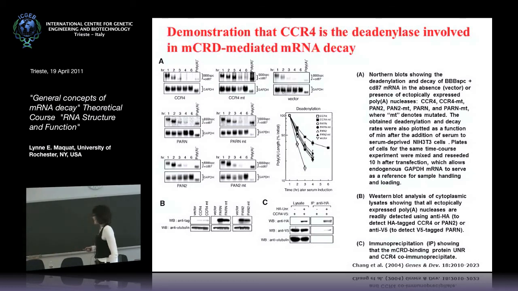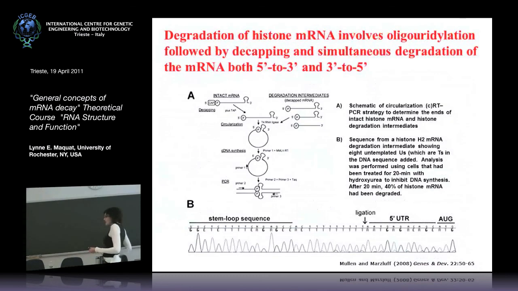And this is just an IP where they show that in fact a protein, UNR, that they've HA tagged, that they know binds to the major coding region determinant, can actually co-IP with CCR4, which they've tagged with a V5 tag. So this is an immunoprecipitation followed by Western blotting. And the last thing I want to talk to you about is histone mRNA decay at the end of S phase, which can be mimicked by adding to cells hydroxyurea. That inhibits DNA synthesis experimentally.